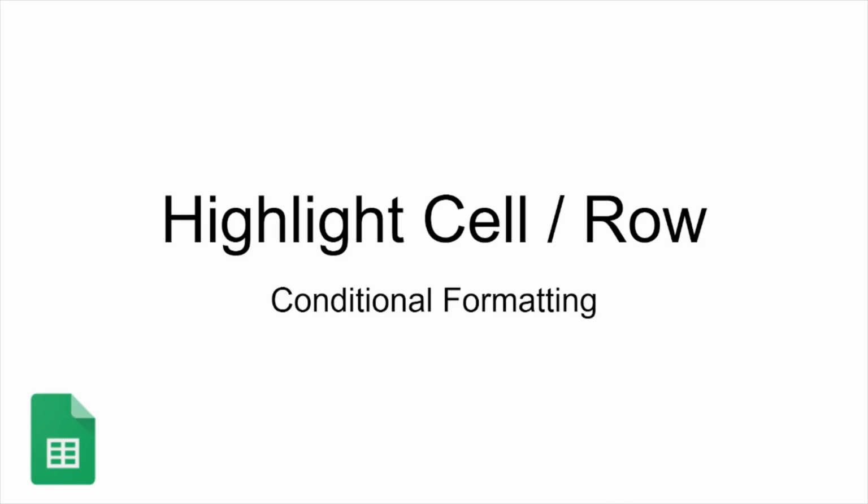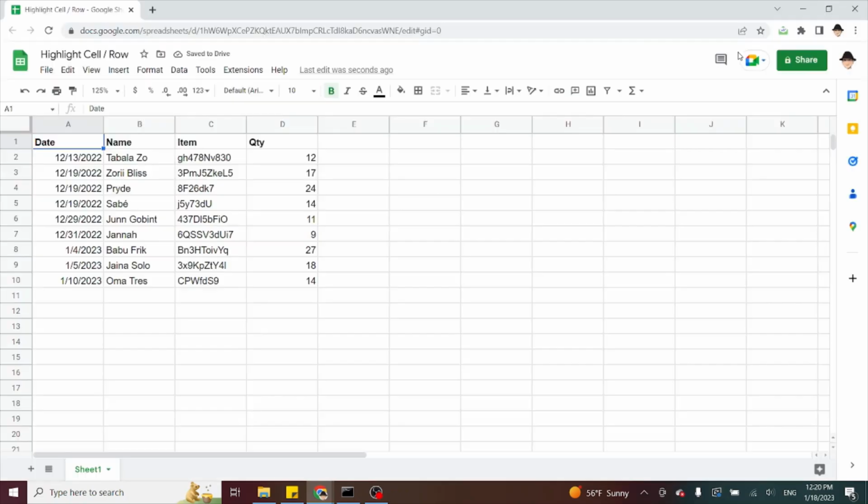Simple tutorial this time, no scripting involved. We're just using conditional formatting to highlight a cell or highlight the entire row and showing the difference between those. So I already have my sheet set up.